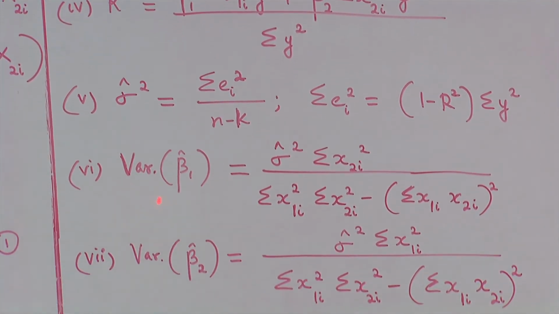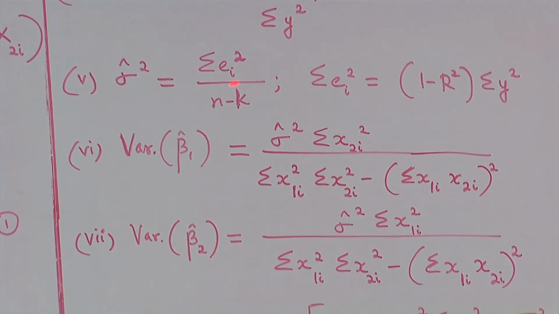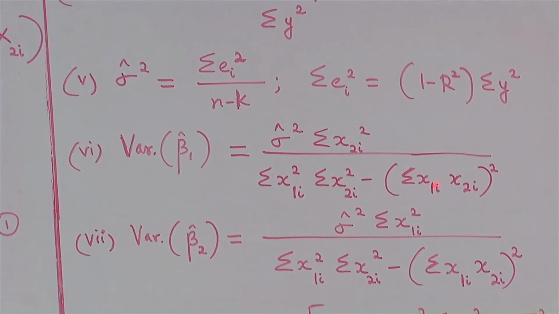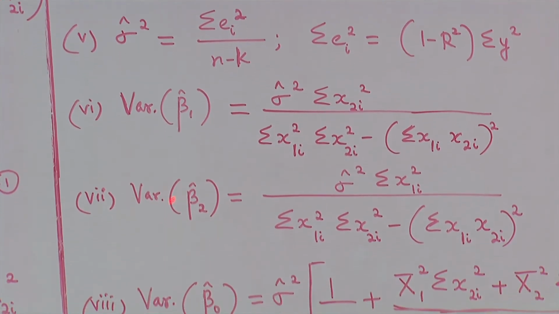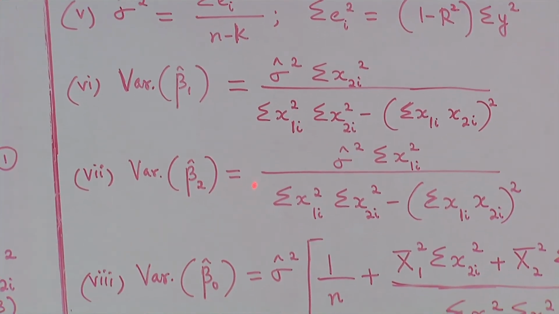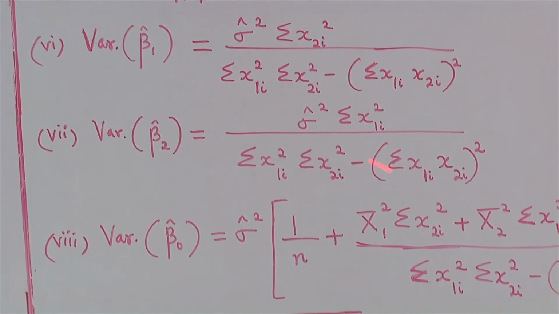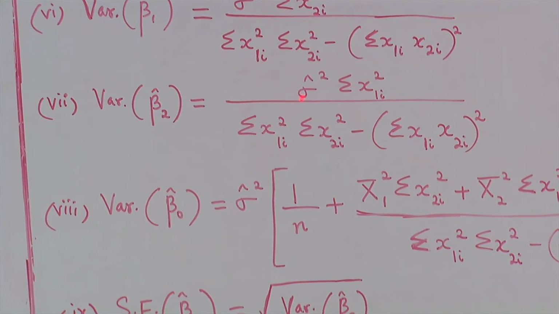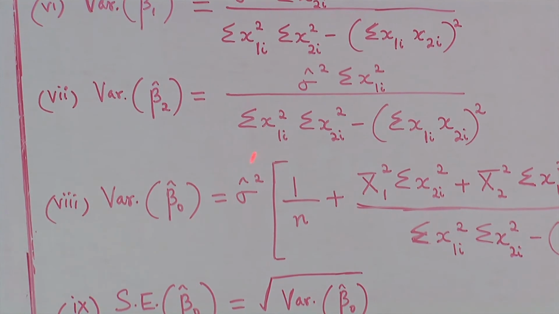The variance of beta 1 hat is equal to sigma hat square, the variance of residuals, into sigma x2i square, the whole divided by sigma small x1i square sigma small x2i square minus sigma small x1i x2i, the whole square. Similarly, the variance of beta 2 hat has the same kind of formula where the denominator is the same, only the numerator changes. So, we have sigma hat square into sigma small x1i square.